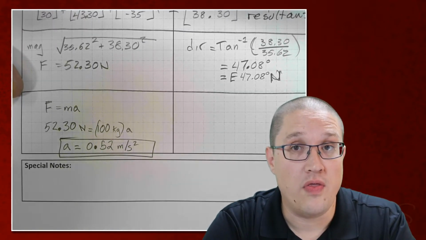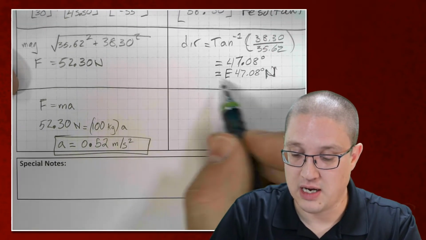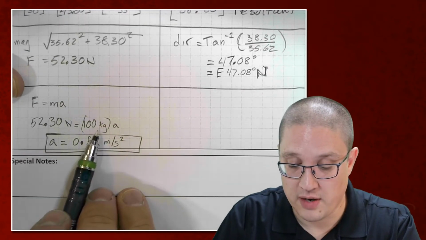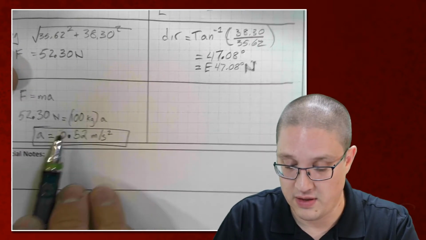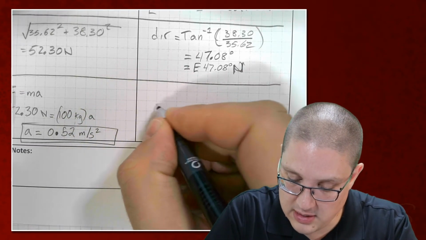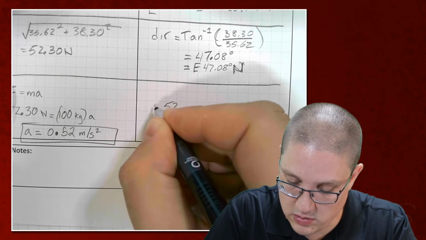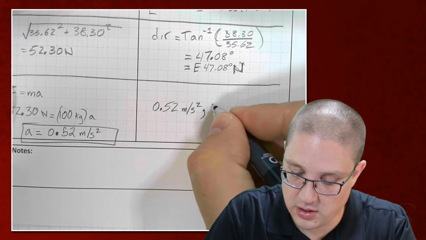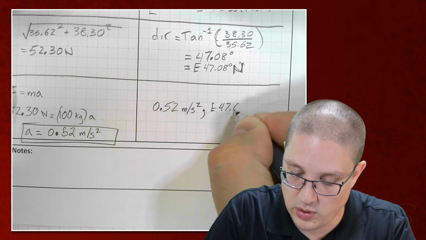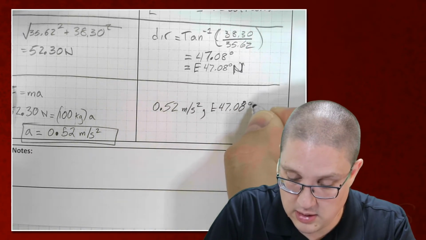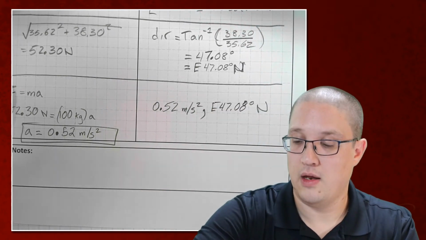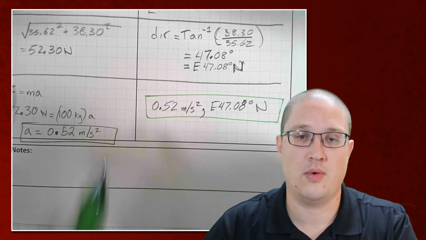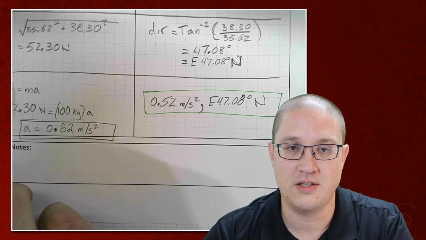Great. This is not 100% complete yet because I do have my direction. Mass does not have a direction, so mass cannot affect the direction of this. So really straightforward, my final answer is 0.52 meters per second squared in the direction east 47.08 degrees north. So there we go. We've got our magnitude and our direction of our acceleration for our final answer.